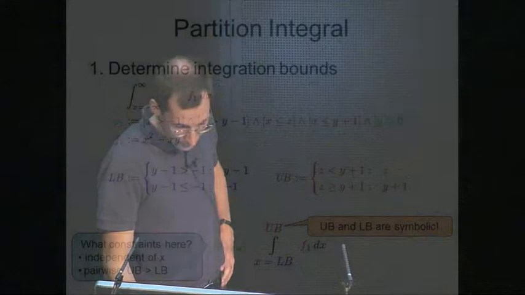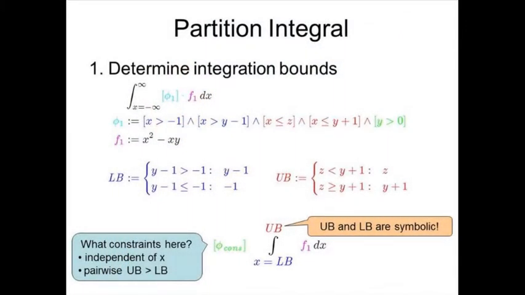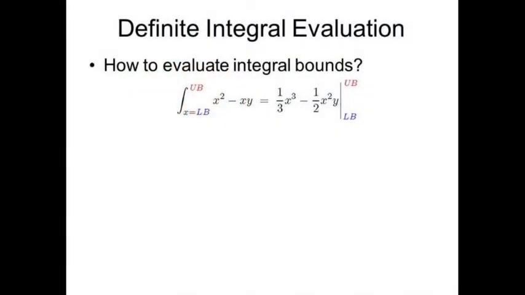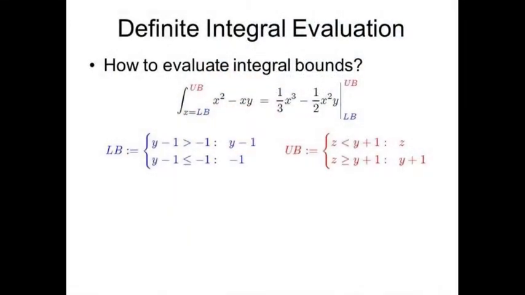Now, I could do this very easily, except that I don't exactly know how to evaluate the bounds of the integration if they're case statements. So here's the problem, right? This was the integral. It's this result evaluated at the upper bound and the lower bound. Now, how do I do this? If the upper bound and lower bound were constants, it would be trivial. But they're not. They're case statements. So how can I evaluate this in closed form?